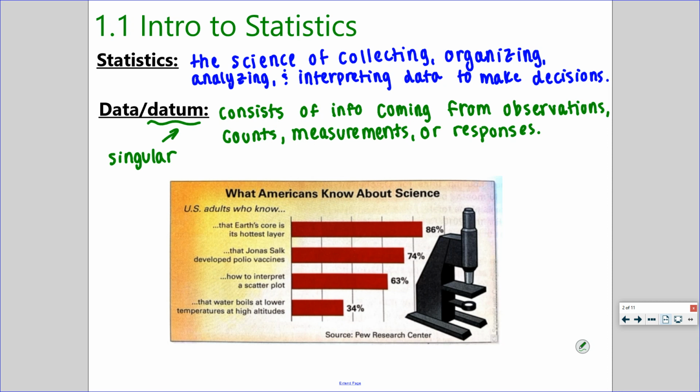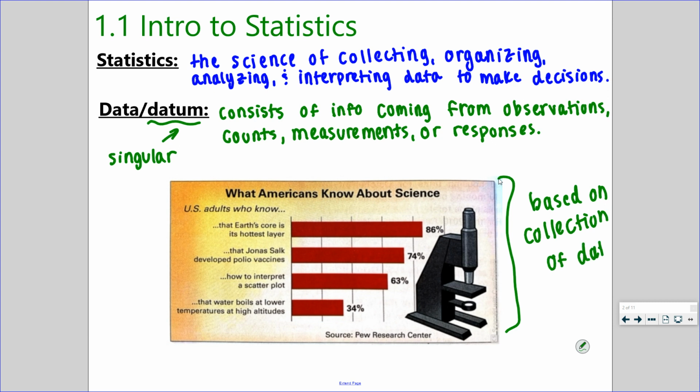When we talk about statistics and data, most statistics are presented graphically, like this example right here, what Americans know about science. All of these statistics here, that 86% know the Earth's core is the hottest layer, are based on collection of data. It's presenting to us all of these percentages, which we got from collecting all that data to calculate that 86% of these US adults. Most statistics are presented by graphs, like I said.